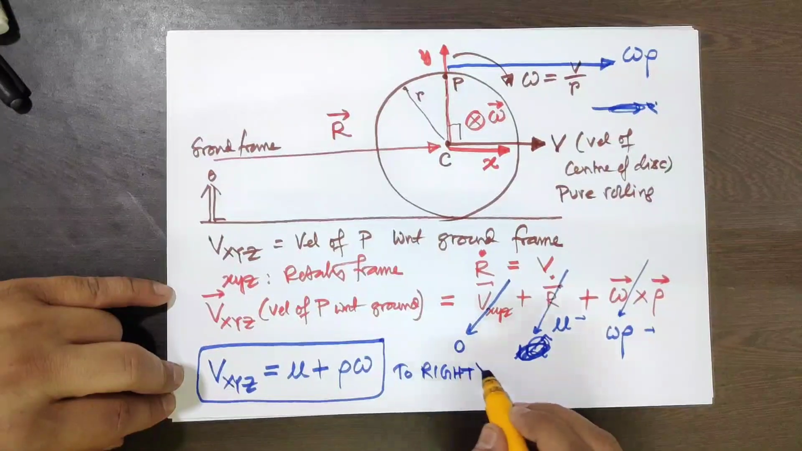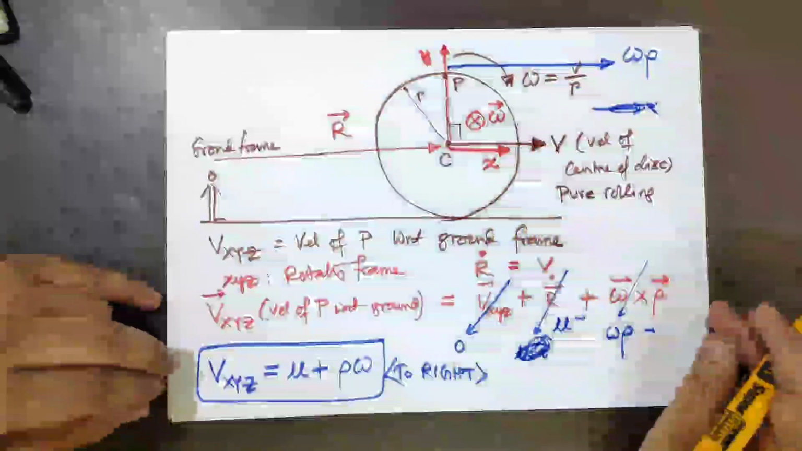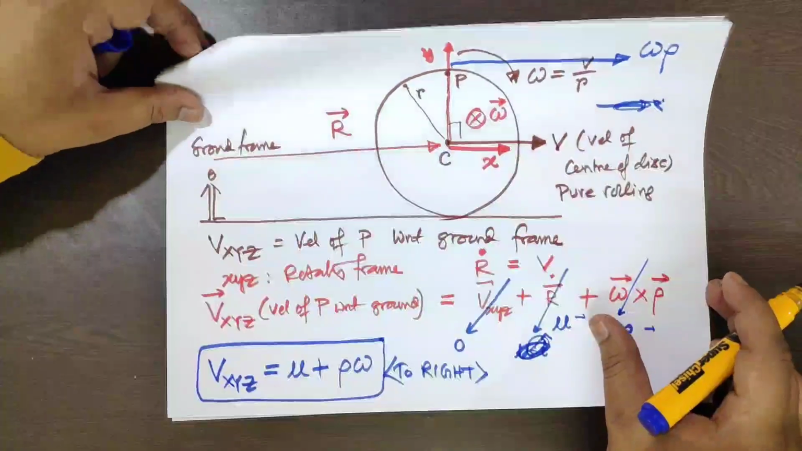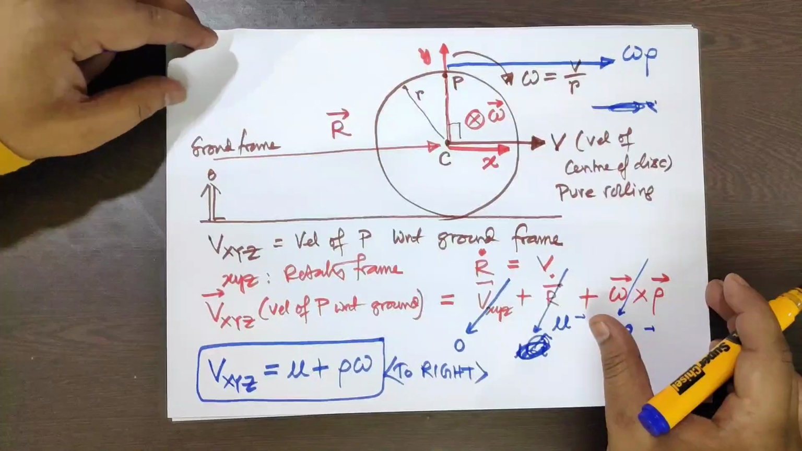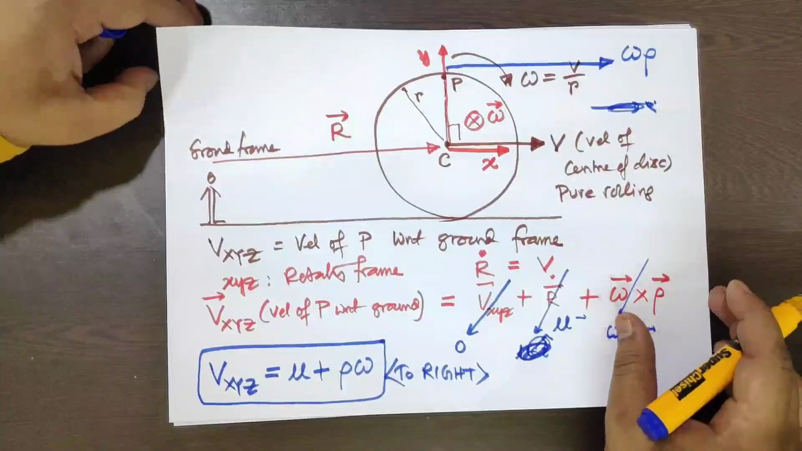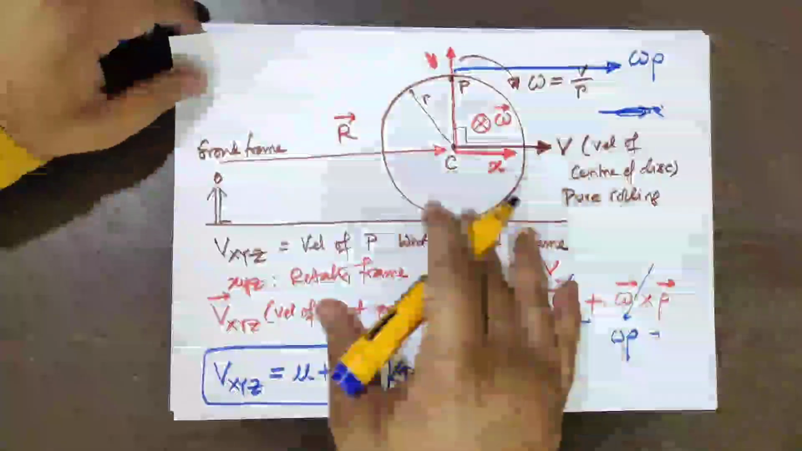So this is actually a new way of finding the velocity of different points on a rotating body. You may solve it by different methods also, but this is one more way because we have used the concept of a rotating frame.